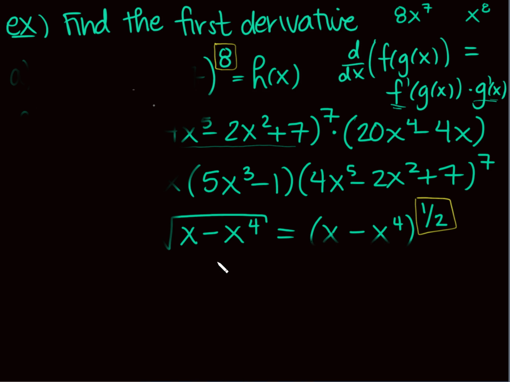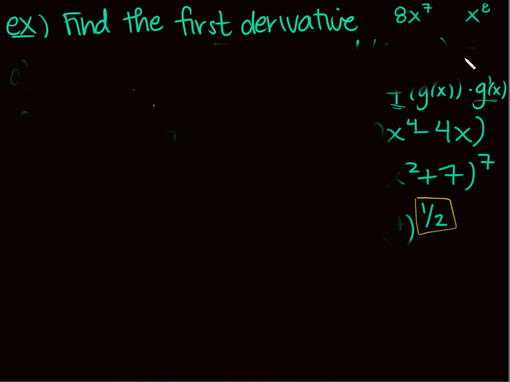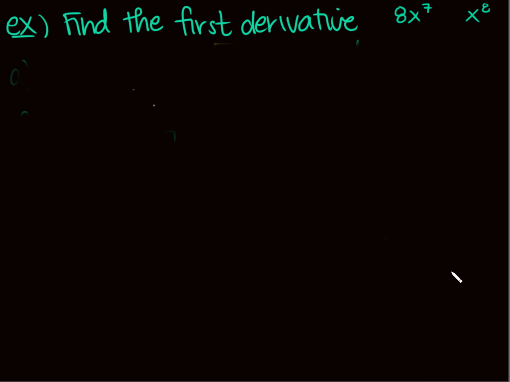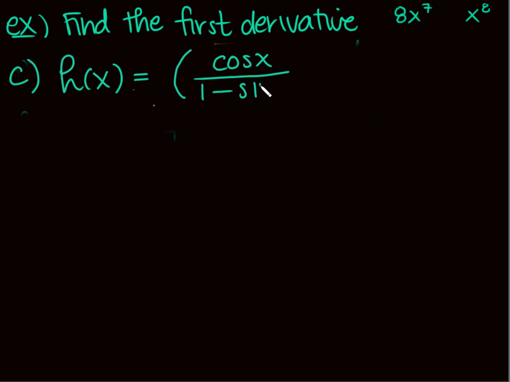What if we had something a little more interesting? I know you probably hate it when I say that, because it means we're going to do something a little bit harder. Are we on C? I think we're on C. I'm still just going to use h of x because I'm lazy. h of x equals cosine x all over 1 minus sine x cubed. Oh man. This one I have a feeling we're not going to be simplifying too much, but you never know.